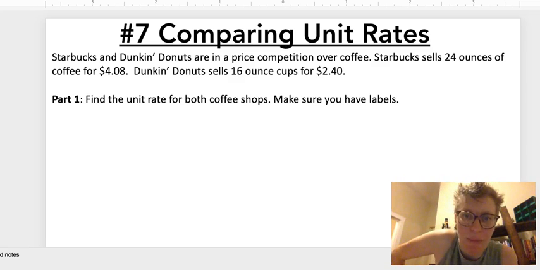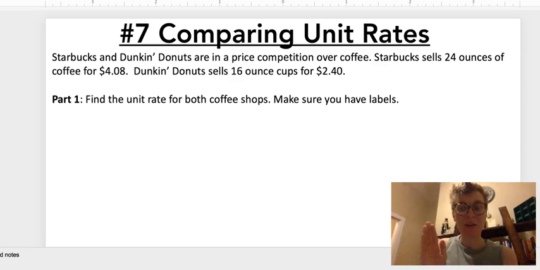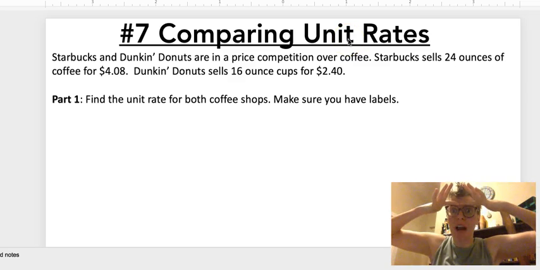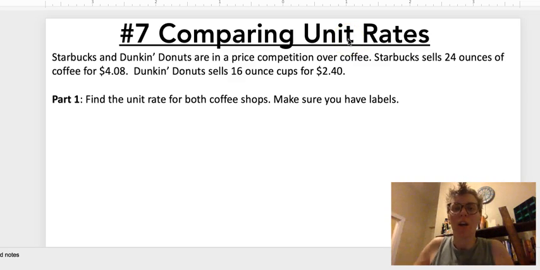So let's check out this problem. Video number 7, comparing unit rates. First of all, when we think about unit rates, it's got U-N-I. Uni, like unicycle. Or if you have a lot of hair right here, a unibrow, which always looks real cute. Uni just means per one thing.